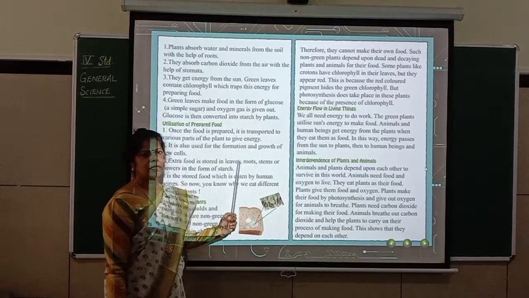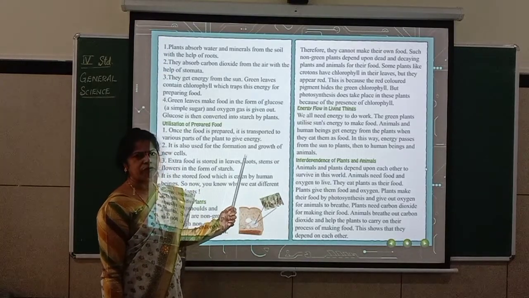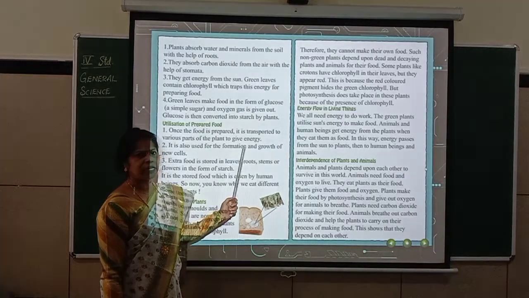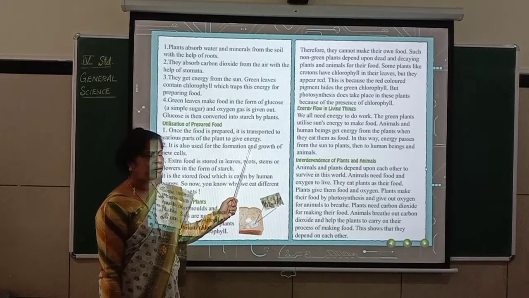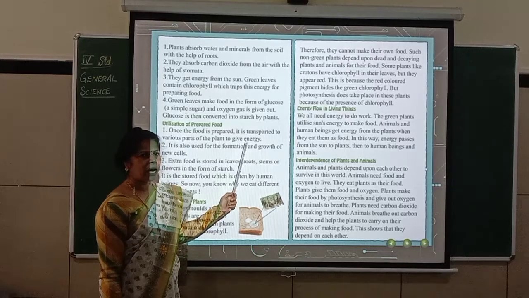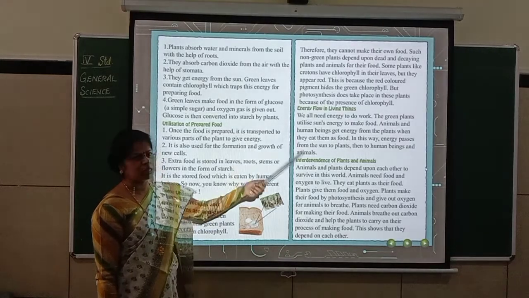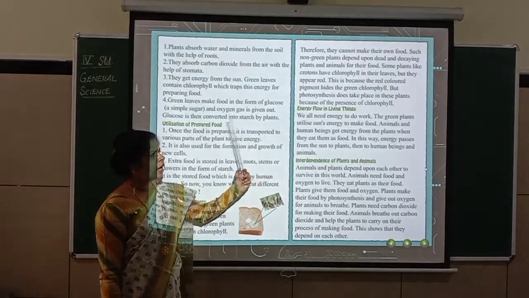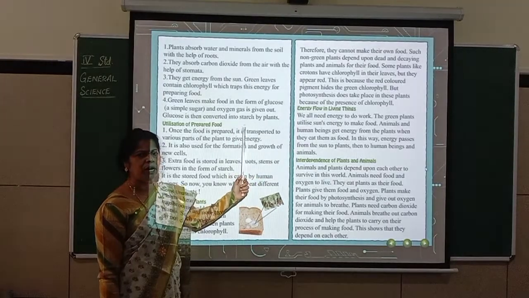What is starch? The food prepared by plants during photosynthesis is stored in the leaves as starch. So how do you test for starch? With the help of an iodine solution. You just add 1 or 2 drops of iodine solution. How this photosynthesis is carried on, that you have seen in the video. And then to test for starch, you require iodine solution.